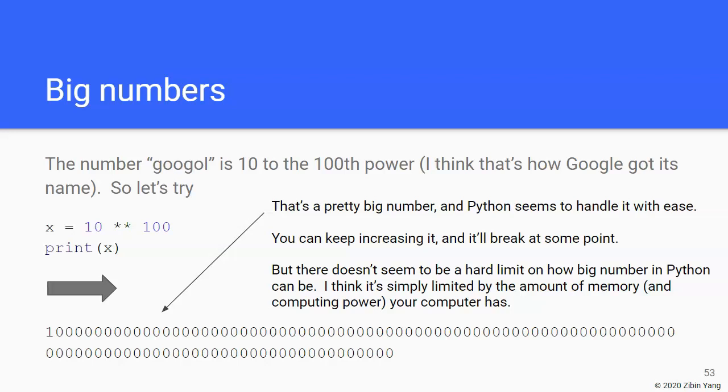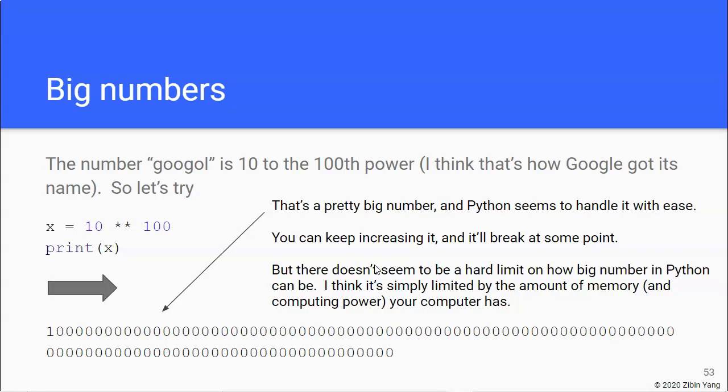But my conclusion when I was asked this question was that there doesn't seem to be a hard limit on how big a number Python can support. I think it's limited by maybe the amount of memory or the amount of computing power that your computer has, but there is just no hard limit. And going back to the third graders I told you about a moment ago, they never figured out the biggest number that Python can support either. They just ran out of patience and stopped trying to create a really big number that would break Python.